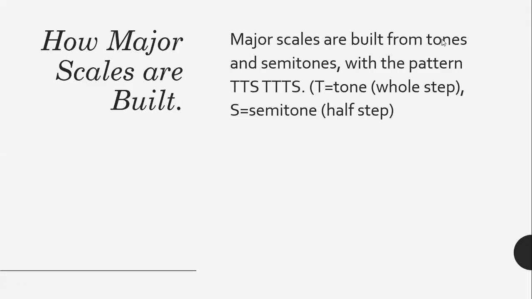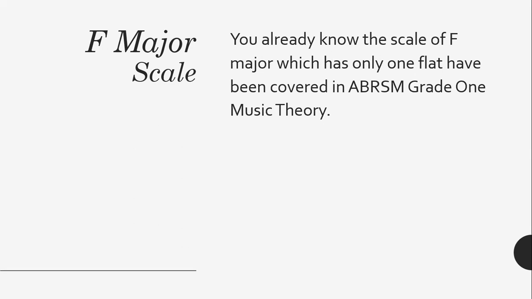So today we'll be dealing with how the major scales are built, which we've considered before. So we may not need to go through this, but just something here. As we said, time over time, any major scale, not minor now, but major, is built on tone, tone, semitone, tone, tone, tone, semitone. So knowing that will actually help us. We have already considered F major in ABRSM grade 1.